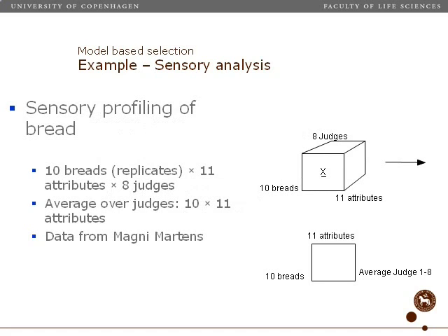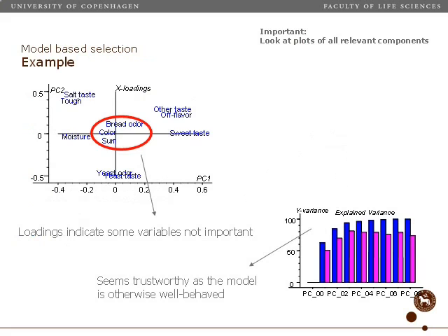Let's look at a small example. This is an example from sensory analysis. In sensory analysis, humans are used as instruments to judge, for example, food products. In this case, 8 different persons assessed 10 different breads with respect to 11 different well-defined attributes, different sensory descriptors. So we get a three-way array of 10 by 8 by 11, and we average over the 8 judges as we see them as replicates, so we get a 10 by 11 matrix. And from that matrix we want to predict, in this case, the salt content.